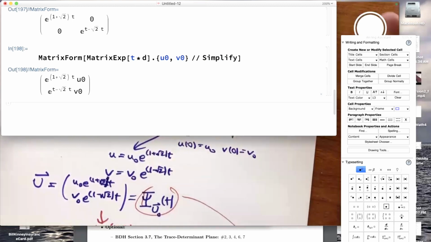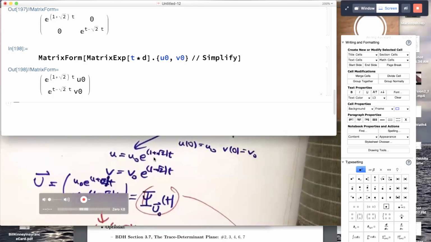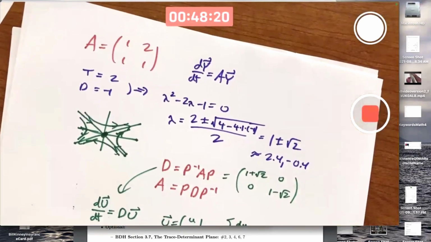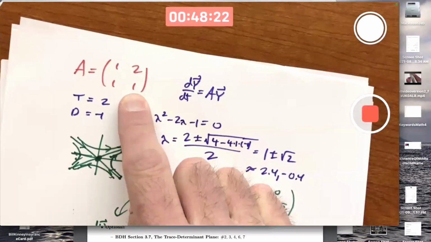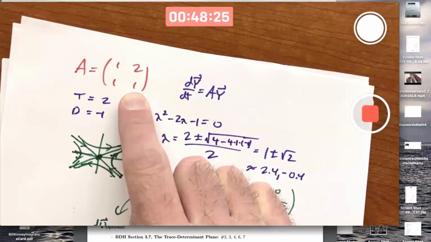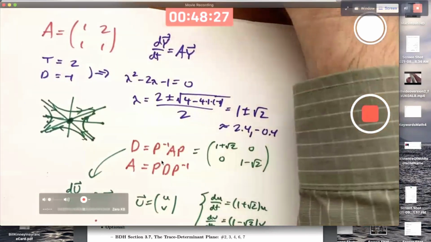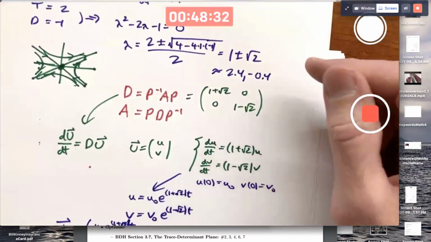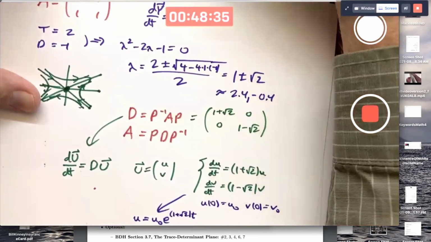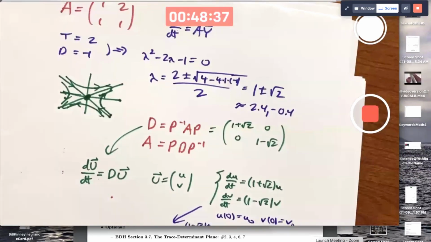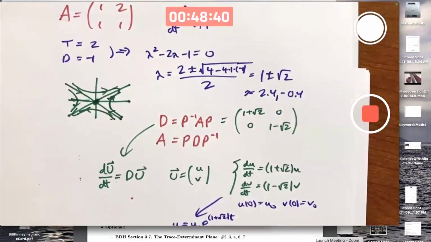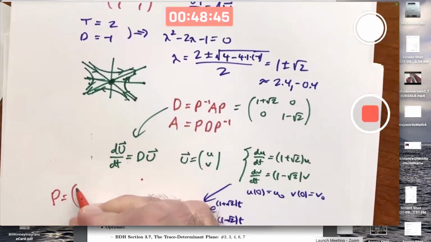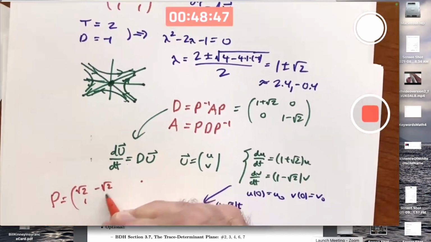But what am I trying to do with all this again? I'm trying to get back to the original system with the original matrix, with that matrix. How do you do that? Use the change of variables matrix, the P matrix, which is only in Mathematica. The P matrix again was, I'll write it down here: square root of 2, 1 for the first column, negative square root of 2, 1 for the second column.